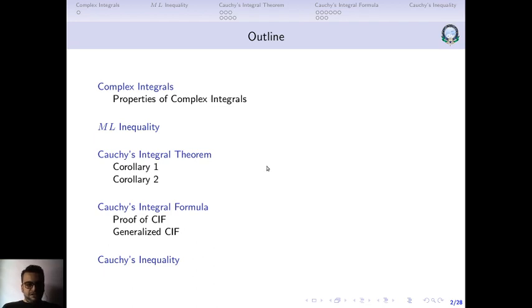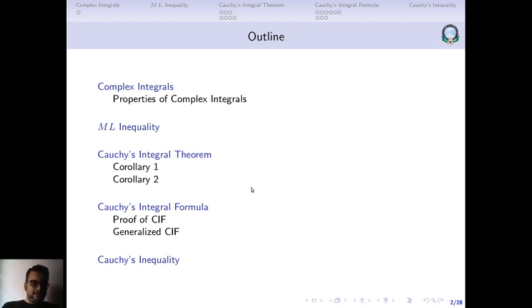So for the sake of continuity, I will just briefly touch upon it once again here. And then I would introduce a very useful relation called the ML inequality. This inequality is used practically everywhere in complex analysis, especially in proofs of theorems. After that, I would present to you an extremely useful theorem called Cauchy's integral theorem. This theorem has many practical applications, such as in electric potential theory.